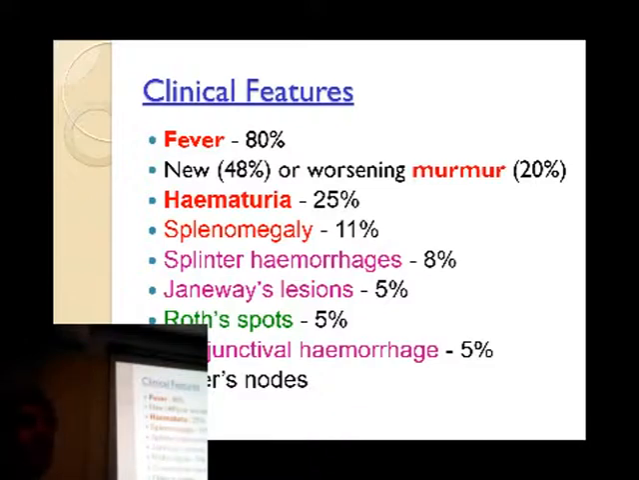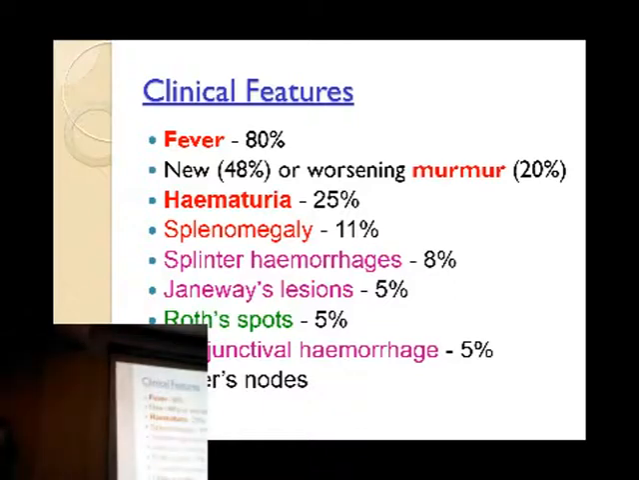Hematuria develops due to glomerulonephritis. This happens due to an immunological mechanism, because once the bacteria are in the body, the body's immunity makes antibodies. So the antigen-antibody reaction releases more and more immunoglobulins in the circulation, which go and attack the kidneys, resulting in hematuria.